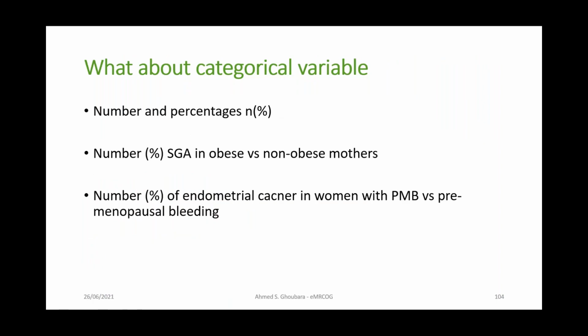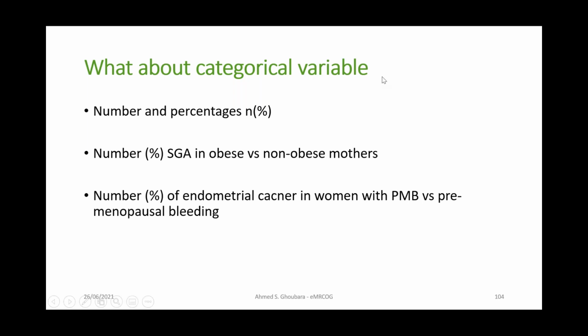What about the categorical variable? How do we summarize the categorical variable? Do we use distribution? I told you no, don't think of distribution for categorical variables. Categorical variables are super simple, super easy. Just numbers and percentages, right?